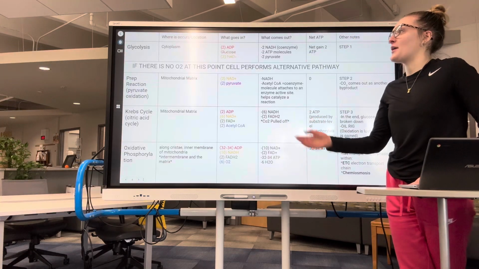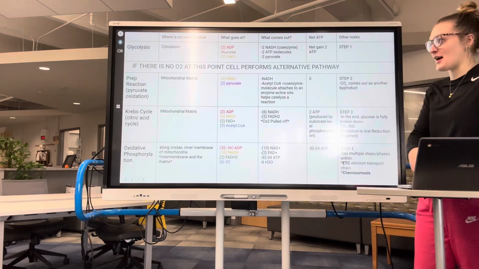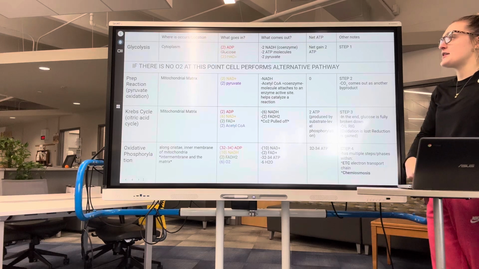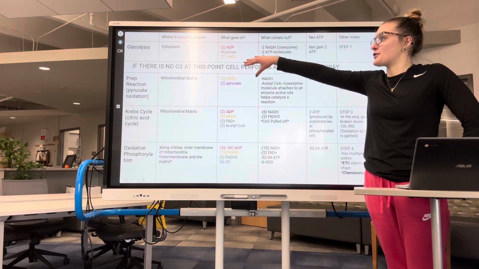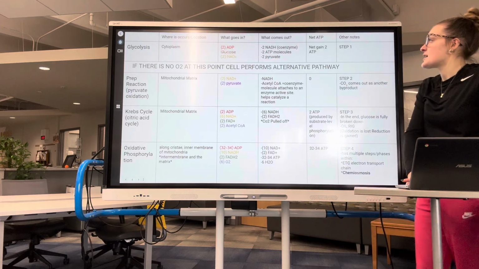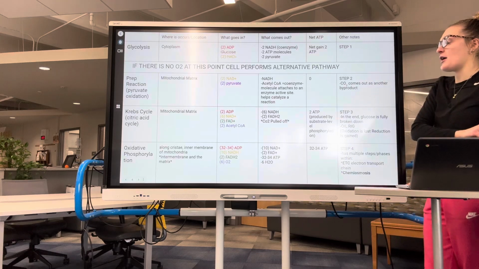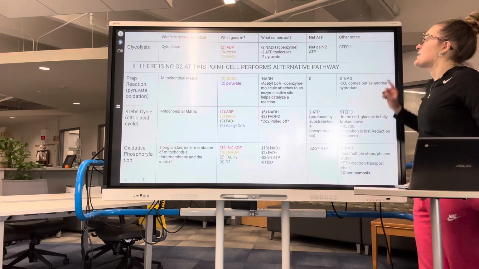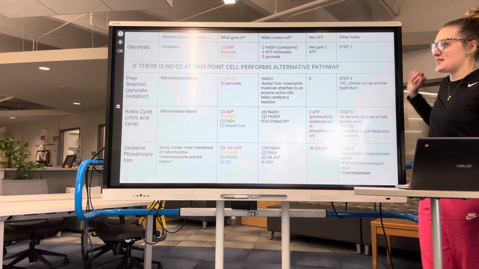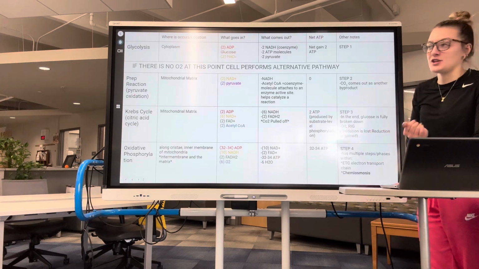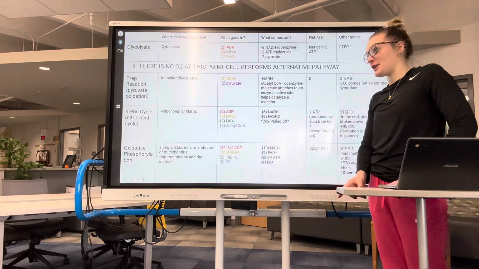This is a chart showing where it happens. So to start off, glycolysis occurs in the cytoplasm. 2 ADP go in, which is labeled here, 1 glucose, or glucose in general, and 2 NAD+. What comes out, then, is 2 NADH, which is the coenzyme, 2 ATP molecules, and 2 pyruvate. The net ATP is a net gain of 2, and it's the first step. At this point, if there's no oxygen, it will perform an alternative pathway, which we will talk about later.